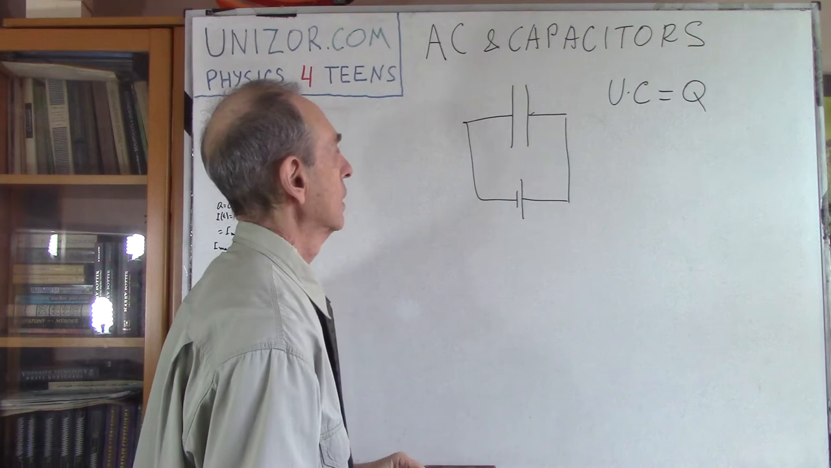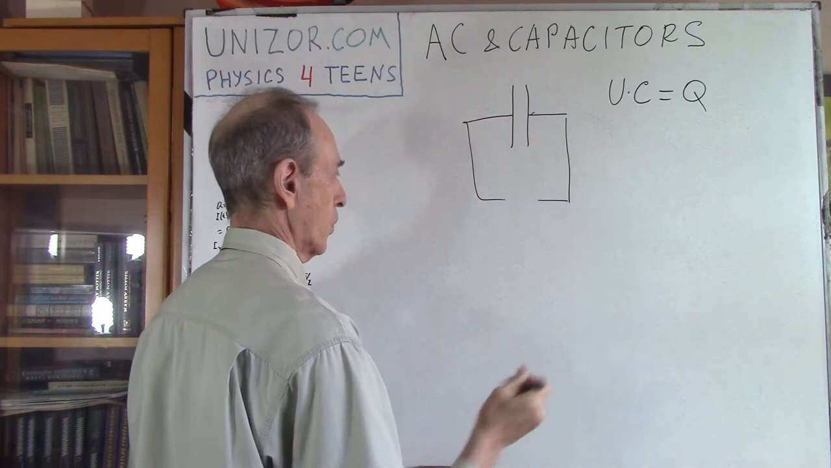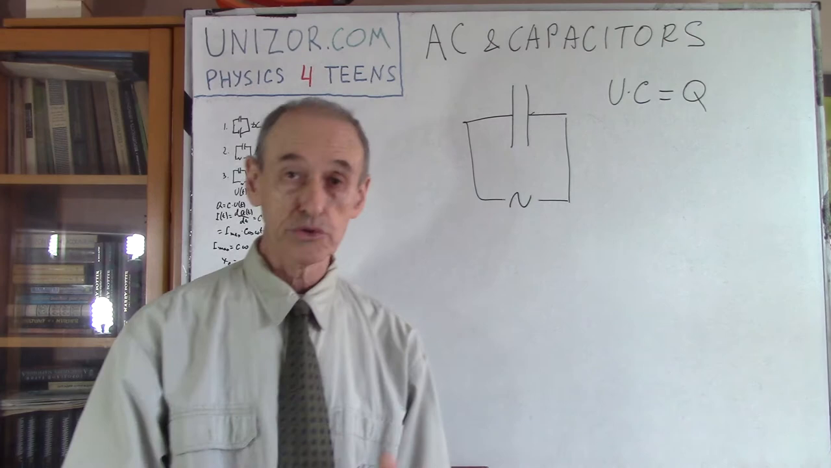Okay, let's replace this with the source of alternating current. So you have an alternating voltage here. What happens in this case?